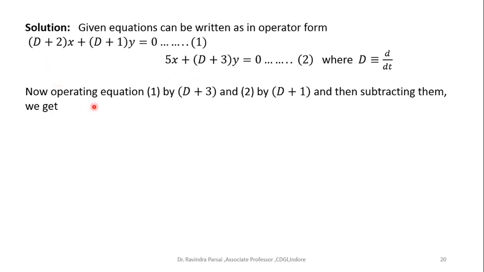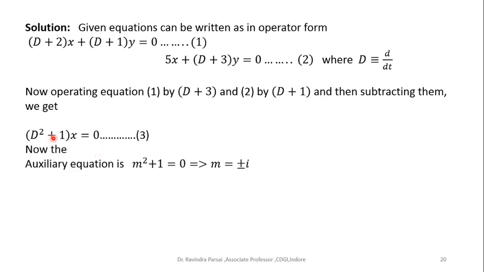And now, as we know, we can simplify a system of linear algebraic equations by elimination methods. So you have to make either the coefficient of x common or the coefficient of y common, so you have to select the common multiples. Now operating equation 1 by (D plus 3) and the second one by (D plus 1), we want to cancel y, and then subtracting them, this gives you (D square plus 1) of x equal to 0.